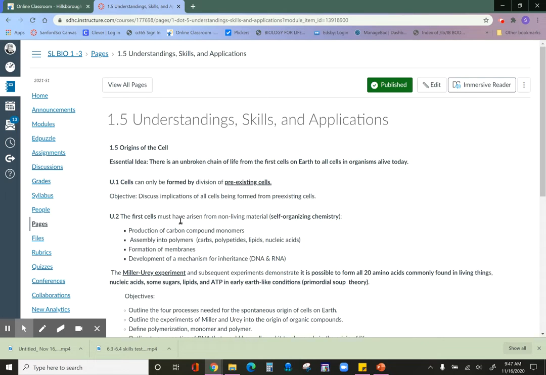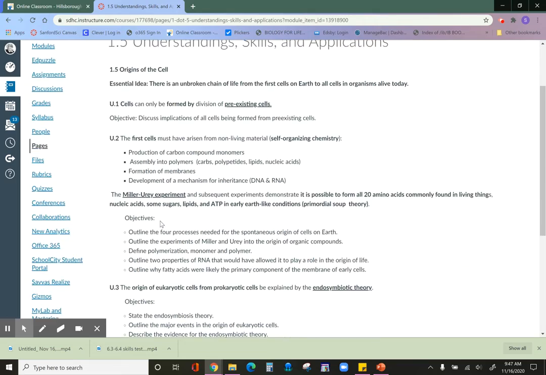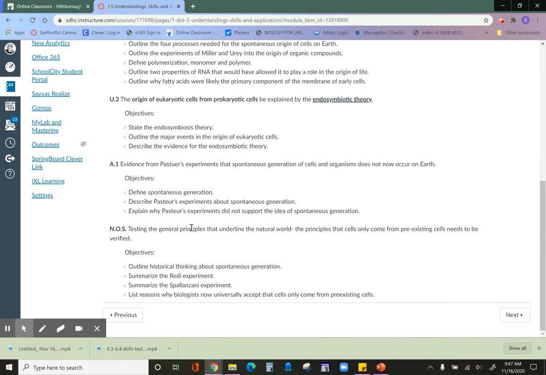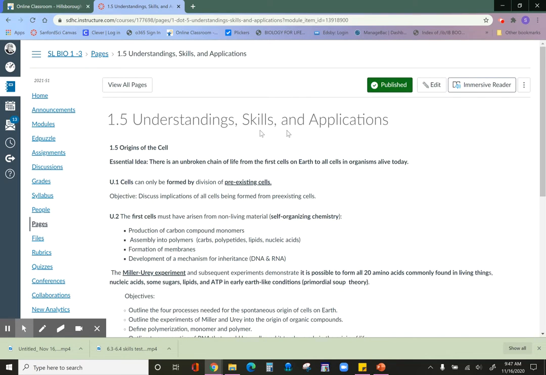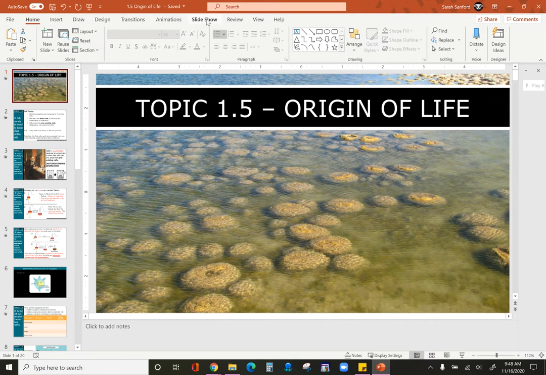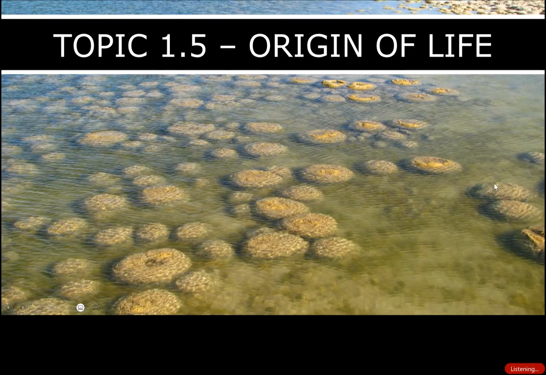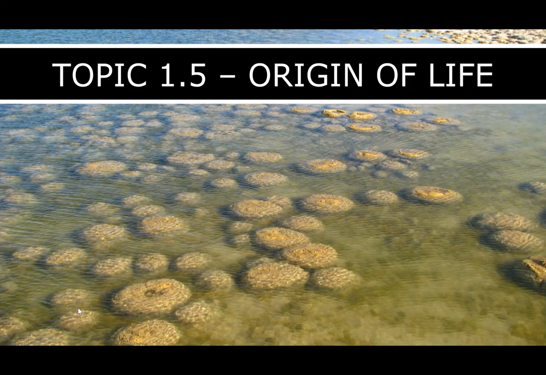So you're going to be making sure that you satisfy these objectives in your notes for today. Okay, as always, they'll be on the slides. There's not a whole lot today. So just so that we're clear, these are your understanding, skills, and applications. And when you're taking notes, you should be able to answer these things. So let's get started.